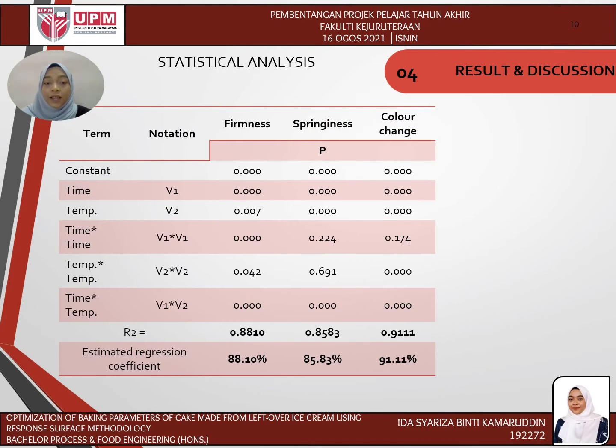The statistical analysis was done for the firmness, springiness, and color change, and the estimated regression coefficients, which is R-squared, for each response were 88.10%, 85.83%, and 91.11%.